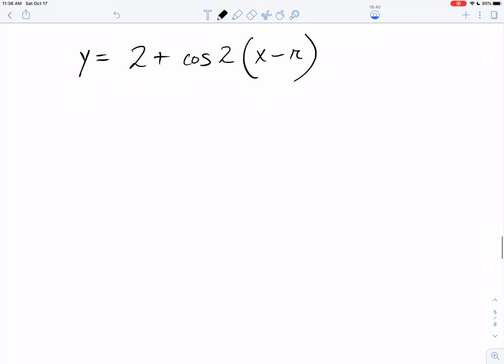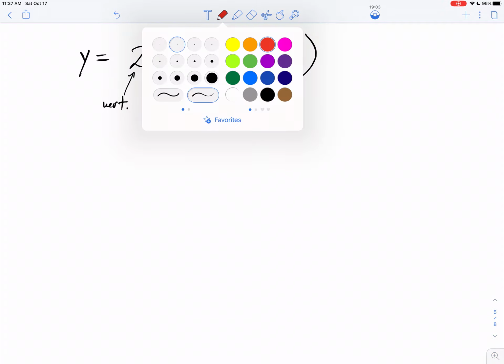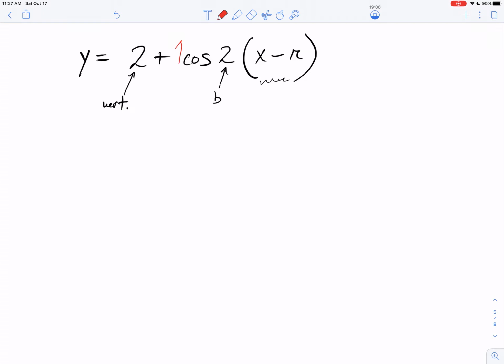2 plus cosine 2x minus pi. So this time I have a vertical shift, so I have a different center line. This time, I went and messed with the period, because my b value is 2. And I also have a phase shift of pi units, but one thing I did not mess with is the amplitude. The amplitude is 1.